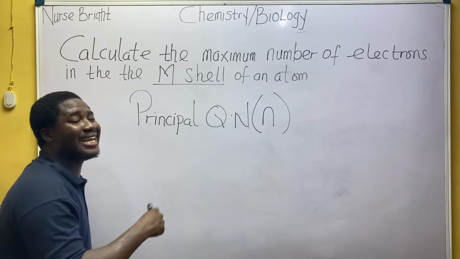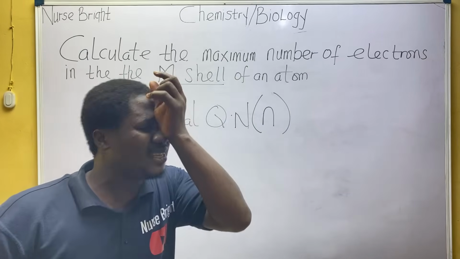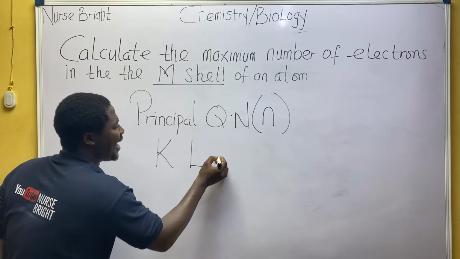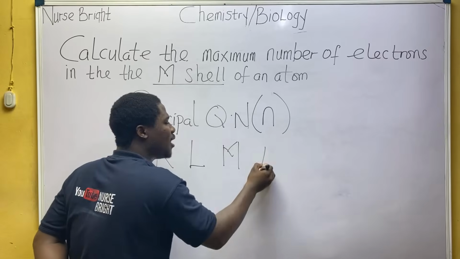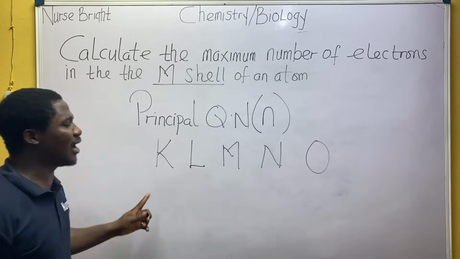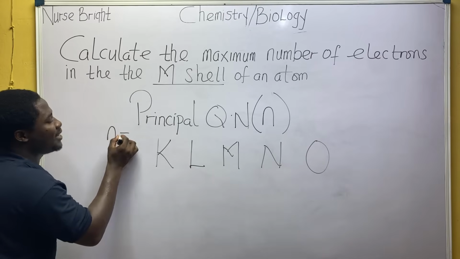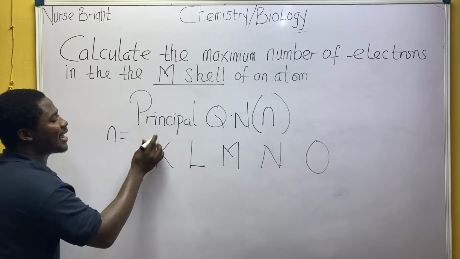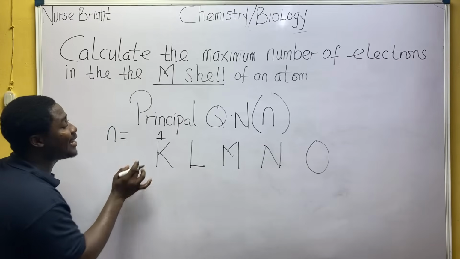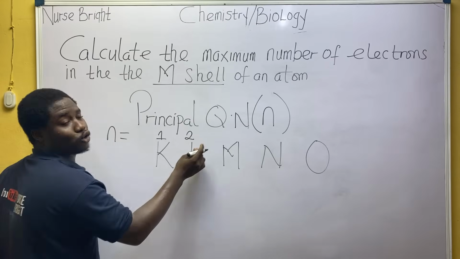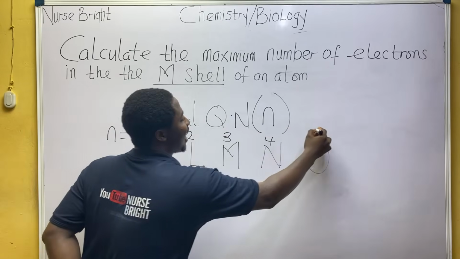And since I said it describes shells, the question would have asked, what are these shells? They include the K shell, the L shell, the M shell, the N shell, and the O shell, which are called the KLMNO shells. And these shells are given numbers based on the n value. So these numbers are counted serially. n is 1. So listen, n for the K shell is 1. n for the L shell is 2. Like that, and like that.